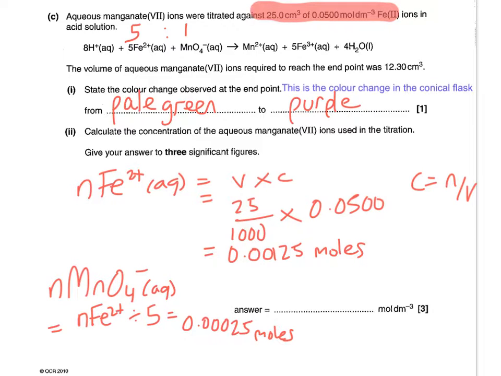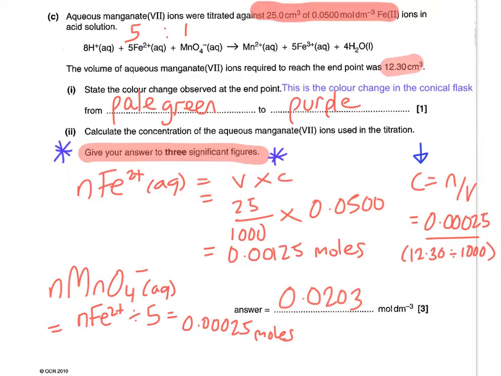0.00025. Moving to the right of the screen where I've indicated with the blue arrow, concentration equals number of moles over volume. Using the volume of aqueous manganate ions required to reach the end point, which I've highlighted as 12.30, you do the number of moles, 0.00025, divided by 12.30 over 1000, and drawing your attention to the fact that the answer is to 3 significant figures, it's 0.0203.